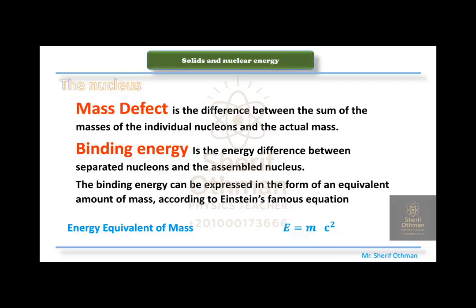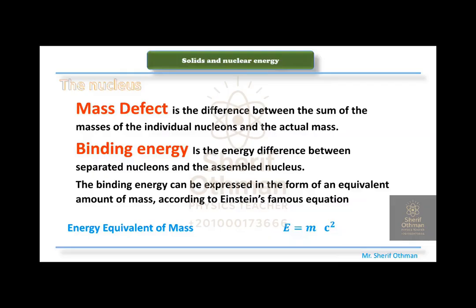But they found there's a little difference between the calculated mass and the real mass. This difference in mass is changed into energy to hold the nucleons together. So mass defect is the difference between the sum of the masses of individual nucleons and the actual mass. Binding energy is the energy difference between separated nucleons and the nucleus.